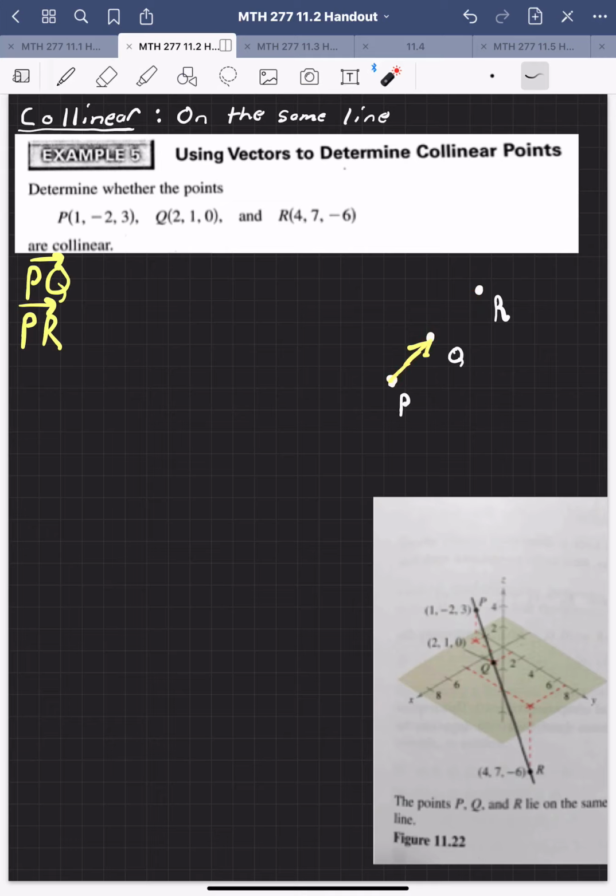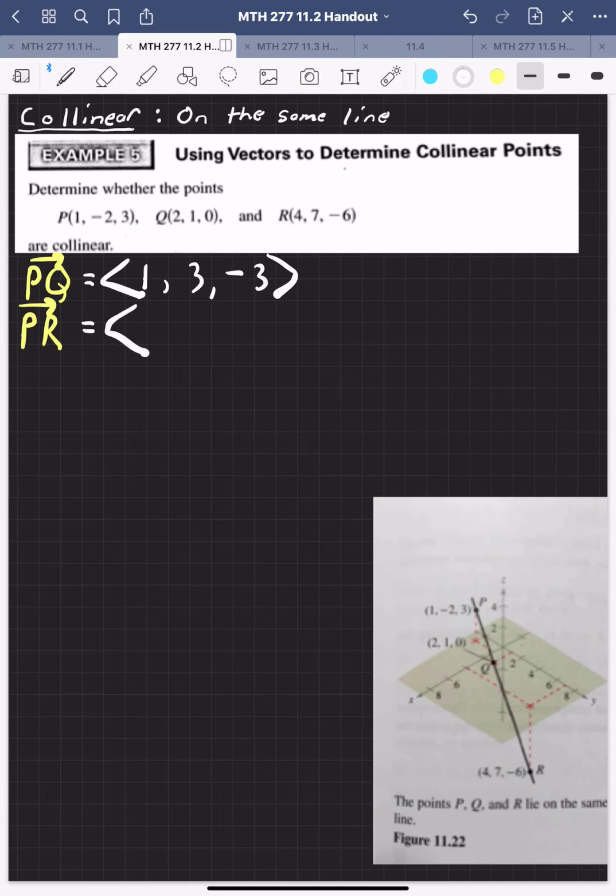But first things first, let's actually build P to Q, P to R. I'm going to go through this quickly. All I'm going to do is get the component form. I'm not going to take my time showing you how to do component form, since we've already learned this multiple times. So P to Q would be the following vector. P to R would be the following vector.